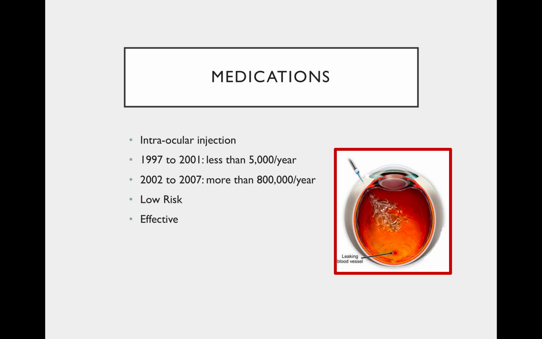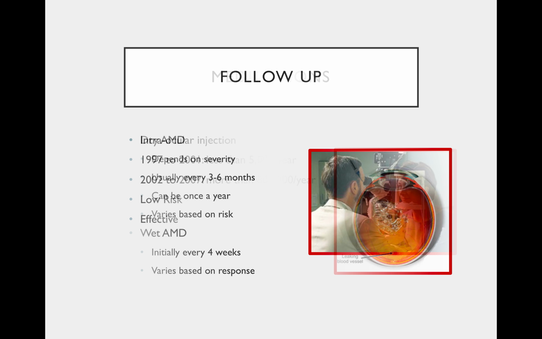Intraocular injections have become very common. Before 2000, less than 5,000 injections were performed a year. Between 2002 and 2007, more than 800,000 injections were performed within a year, and currently this number is well into the millions. Thankfully, they are low risk. They are not completely risk-free, but they are low risk, and in most cases, they are very effective.